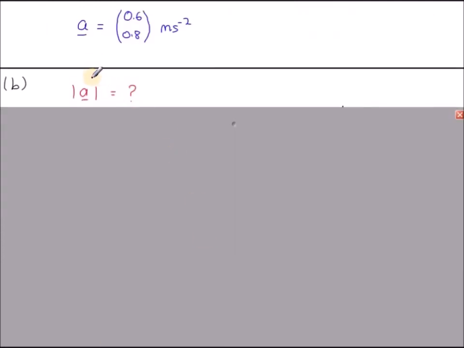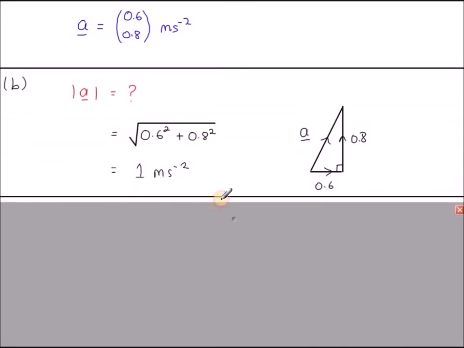Now to work out the magnitude of the acceleration, we use Pythagoras' theorem on these values in simple trigonometry. So we have a horizontal component of 0.6, a vertical component of 0.8, so the longest side of this right angle triangle, using Pythagoras' theorem, is 1, so the magnitude of the acceleration here is 1 meter per second squared.